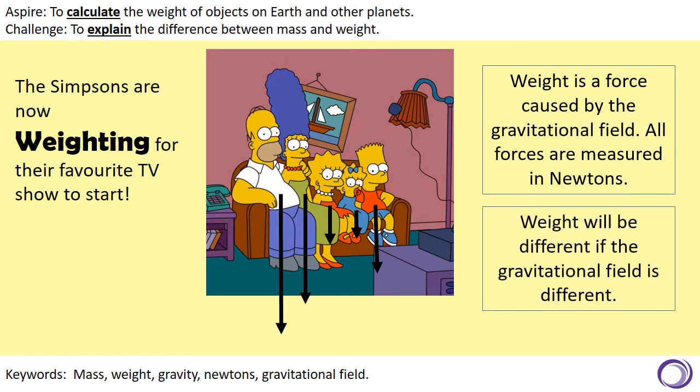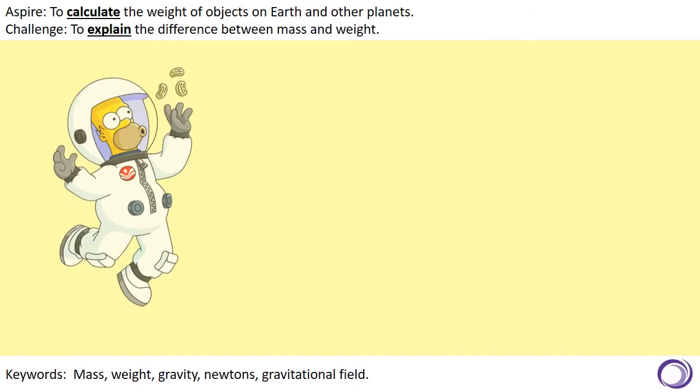So weight will change. It depends whereabouts you are. If you're in a different gravitational field, that's just the way that we describe the gravity around an object, then your weight will be different. So mass stays the same, but weight depends on the gravity that's pulling you down. Go back to Homer again.